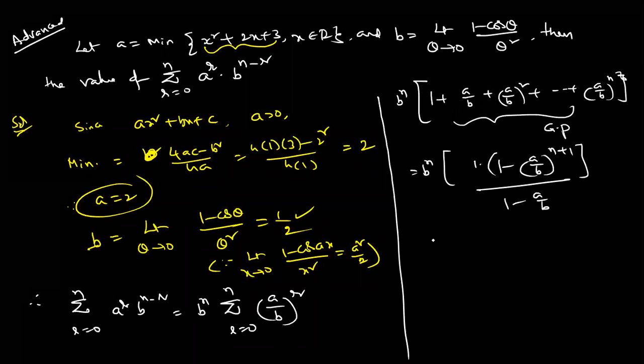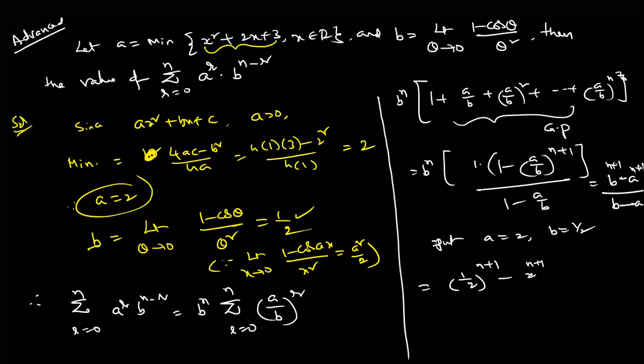So please simplify this one. How much is coming? We are getting simplified: a power n plus 1 minus b power n plus 1 by b minus a. So put a is equal to 2, b is equal to 1 by 2. What is the result? By 1 by 2 minus 2. So this is 4 power n plus 1 minus 1, after taking the LCM, 3 into 2 power n. This is the conclusion.